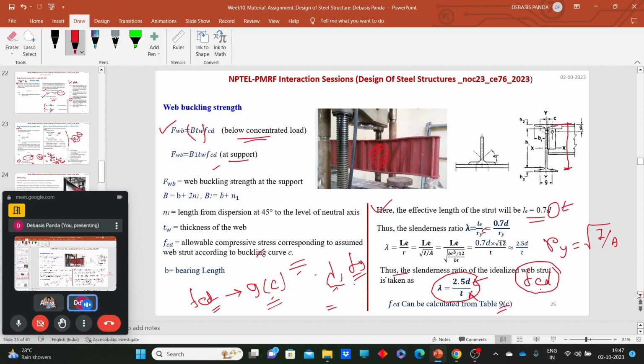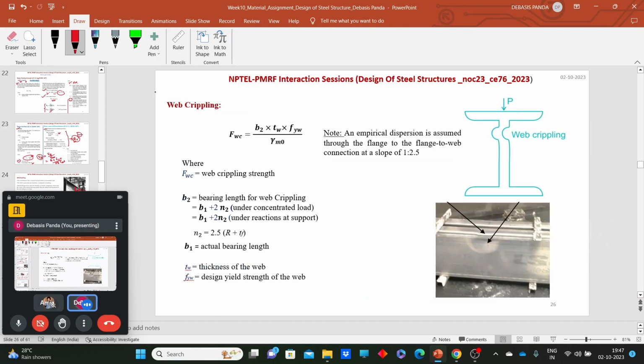Now, one more phenomenon can occur with the web, that is web crippling. Web crippling can occur at one of the places due to stress concentration, maybe on this side, maybe on that side also. Now, how can we calculate the crippling strength? The crippling strength FW is nothing but b2 tw fy divided by gamma m0. For that also, we need some load dispersion mechanism.